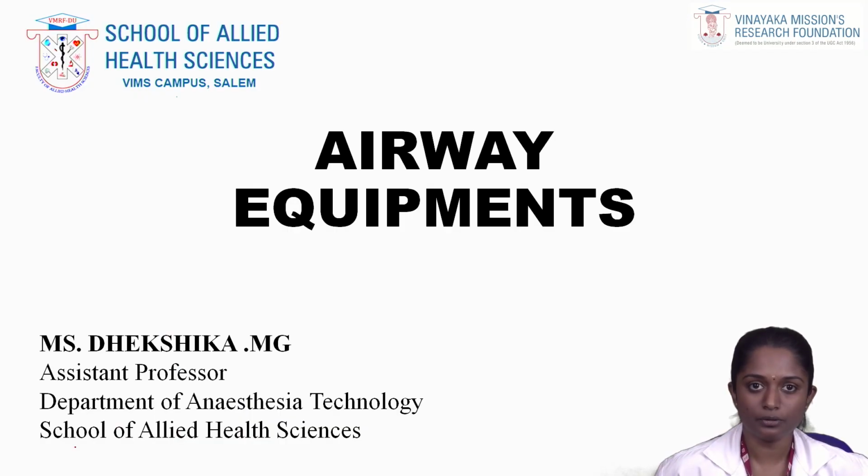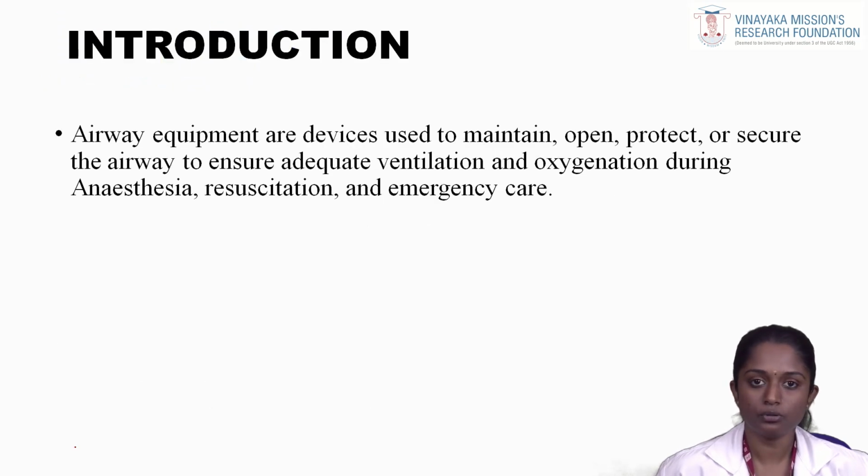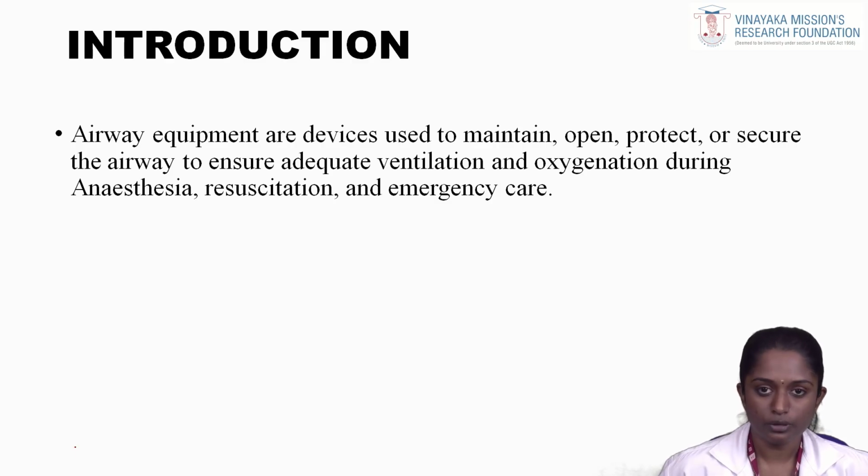So today's topic I am going to take is about airway equipments. Introduction. First we will see what is airway equipment and for what purpose we are going to use it. It is used to maintain, open and protect the airway to ensure adequate ventilation and oxygenation during anesthesia, resuscitation and emergency care. During these three we will use airway equipments.